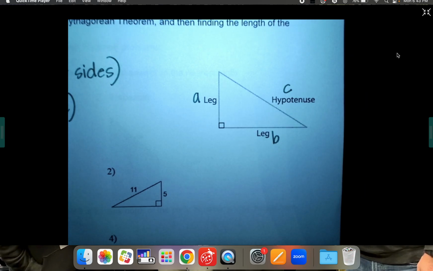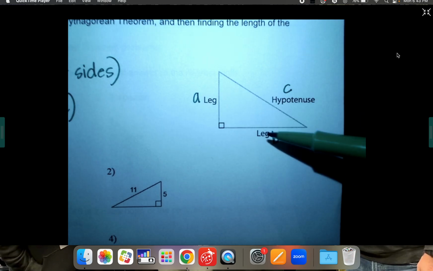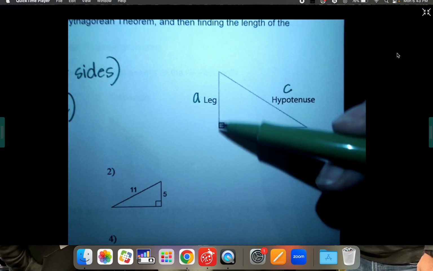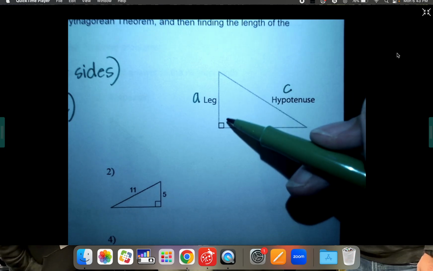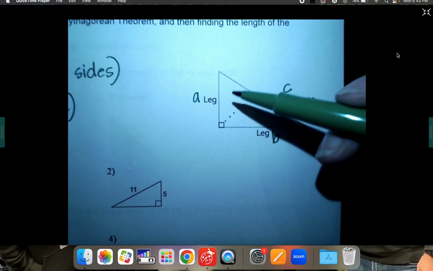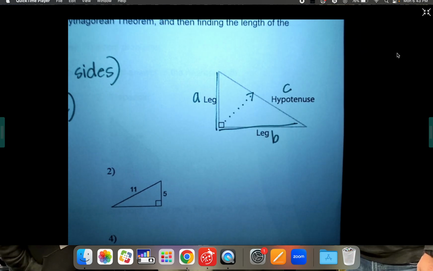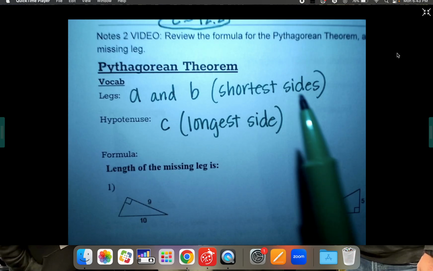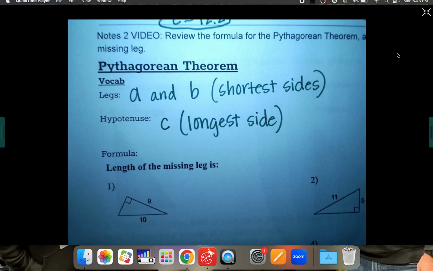The A and the B are legs, and A could be here, B here, or A could be here, B here. They are interchangeable as long as you know they are both the legs. The hypotenuse is the side opposite the right angle. The legs are the two sides that are adjacent to the right angle. Review video 1 if you forgot some of that vocab.